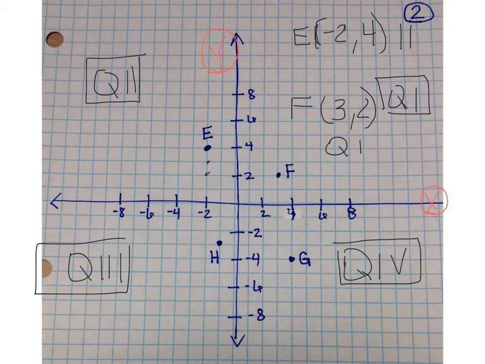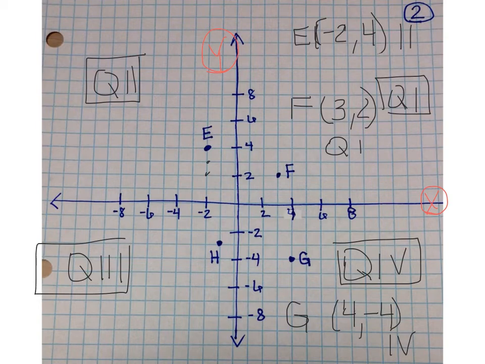All right. Okay, so let's find point G. Let's identify its point. We're going to go on the x-axis, we go over 4, and then we go down 1, 2, 3, 4. So G will be 4 positive, and then negative 4, and it is in quadrant 4.